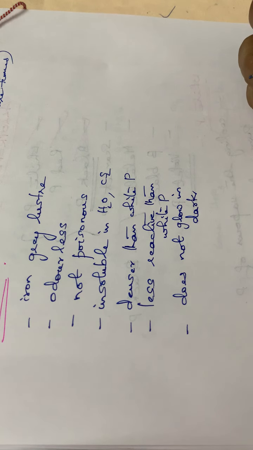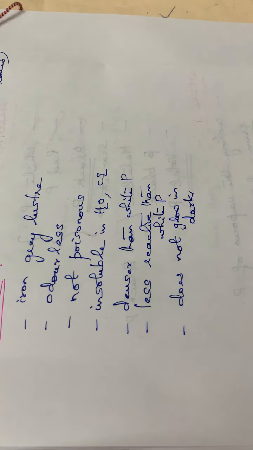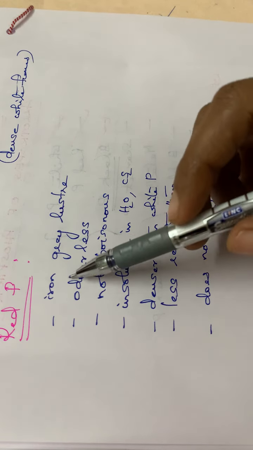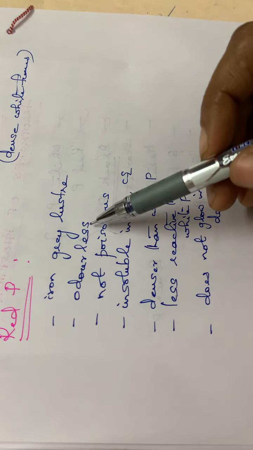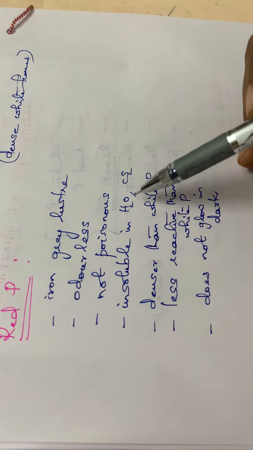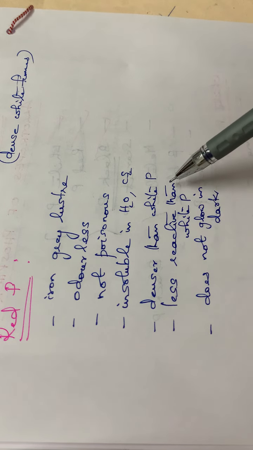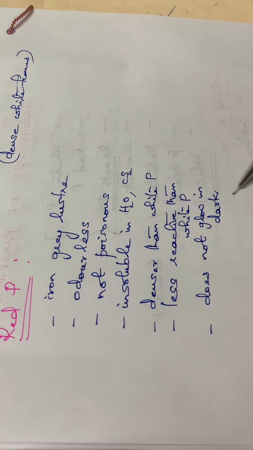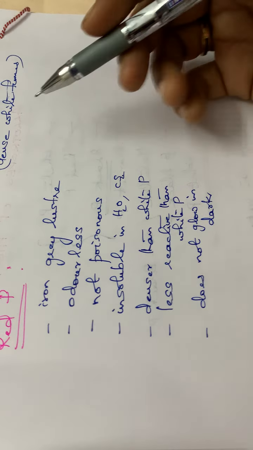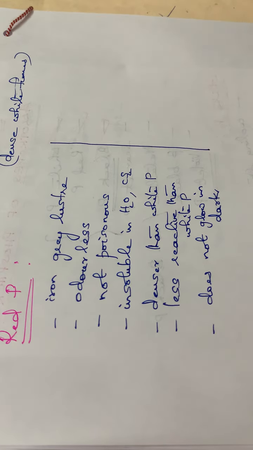So these are some of the physical properties of red phosphorus. It has an iron gray luster, odorless, non-poisonous, insoluble in water and carbon disulfide, denser than white phosphorus, less reactive than white phosphorus, and does not glow in dark.